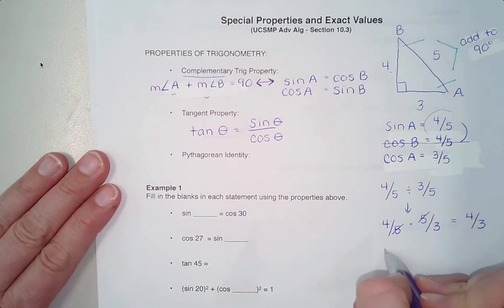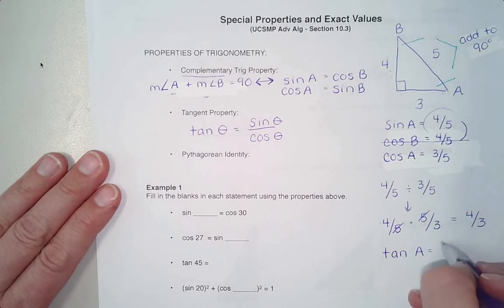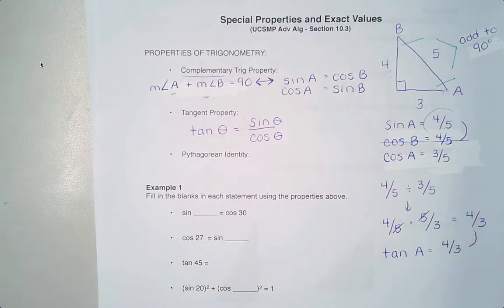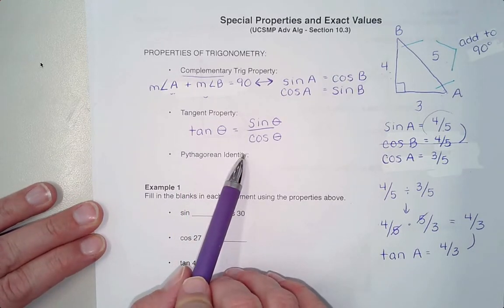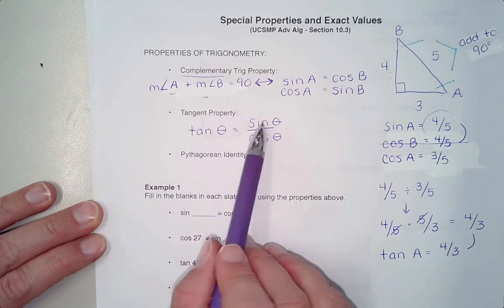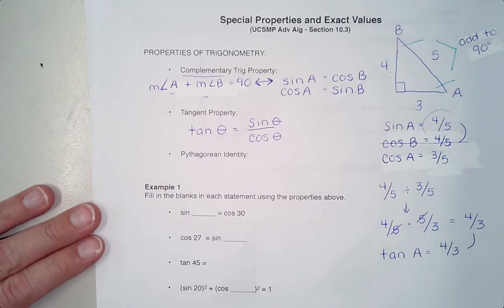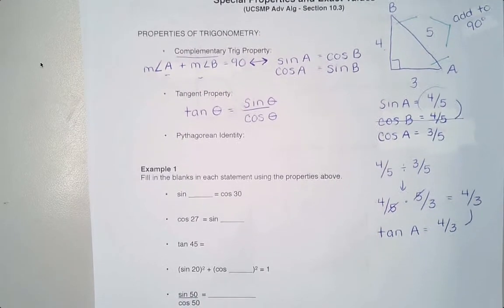Well, what's the tangent of A from up in that triangle? It would be opposite over adjacent, which is 4 over 3. So that was me just kind of proving it to you. It wasn't really a proof because I was using a specific example here, but I just wanted to illustrate how that works. If you're looking for tangent, you can take the sine and divide by the cosine.